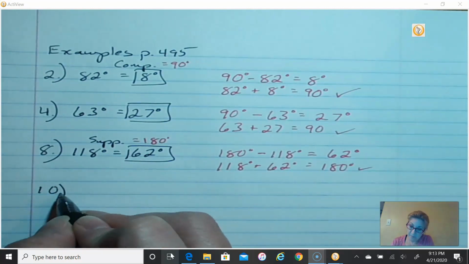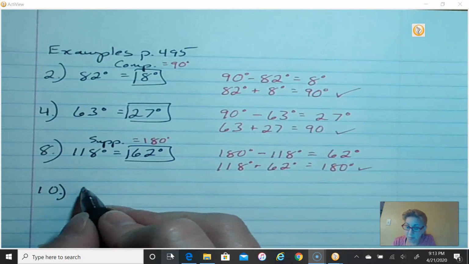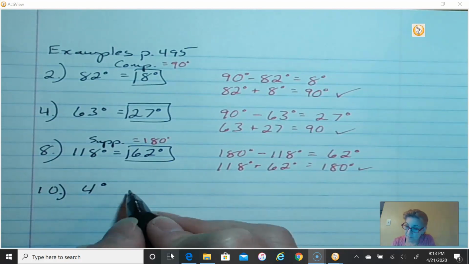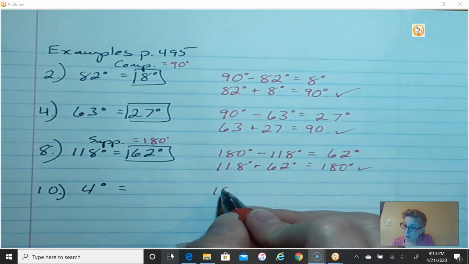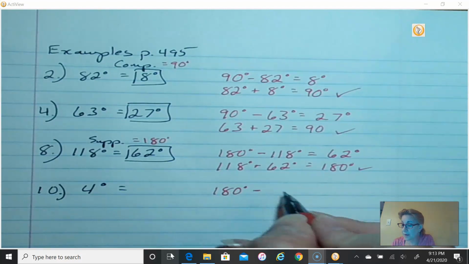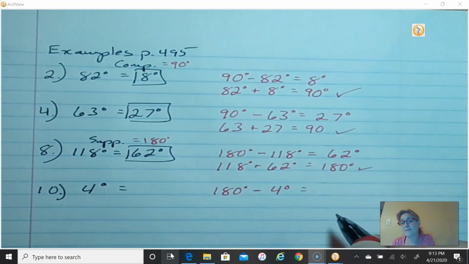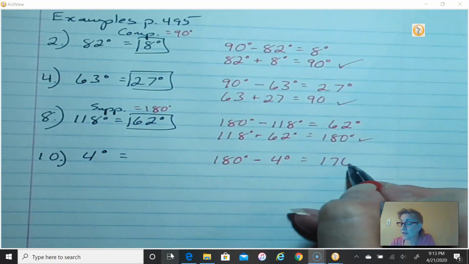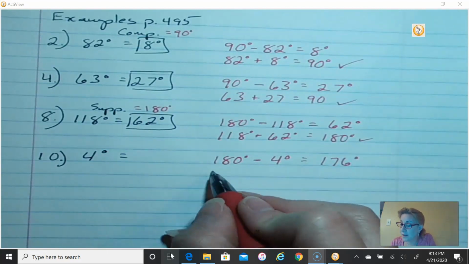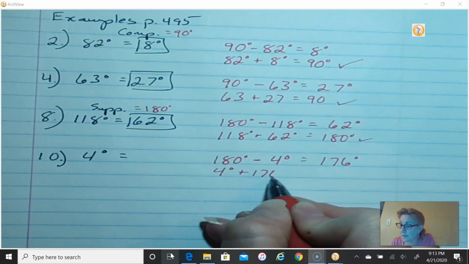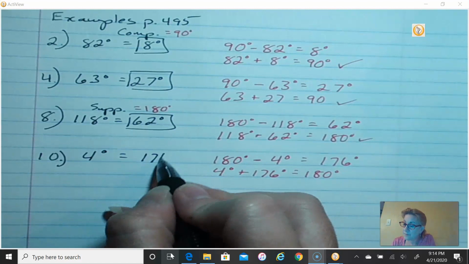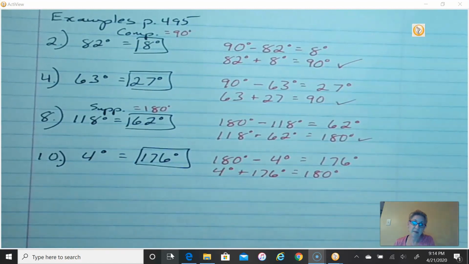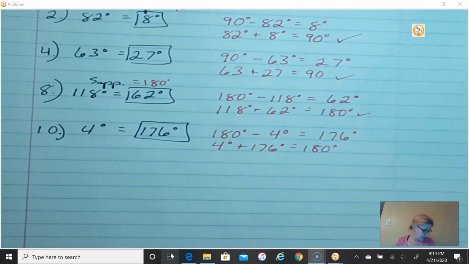I'll do another one. Oh, this is going to be hard. What is the supplement to 4 degrees? You would do 180 degrees minus 4 degrees. 176 degrees. And you can check that by saying 4 degrees plus 176 degrees. That gives you 180. Okay, so think you understand that. Let's go to 20.